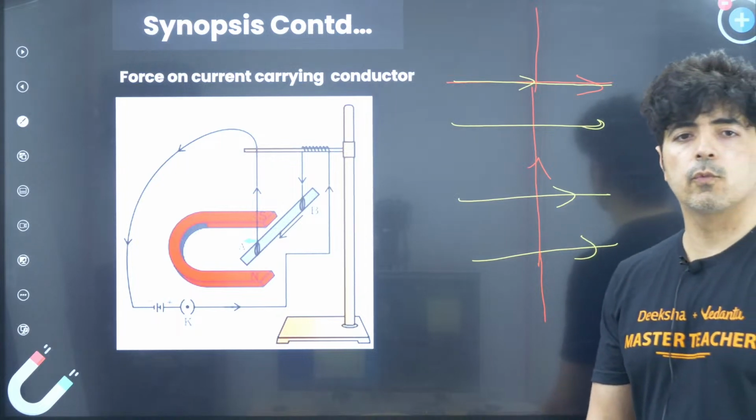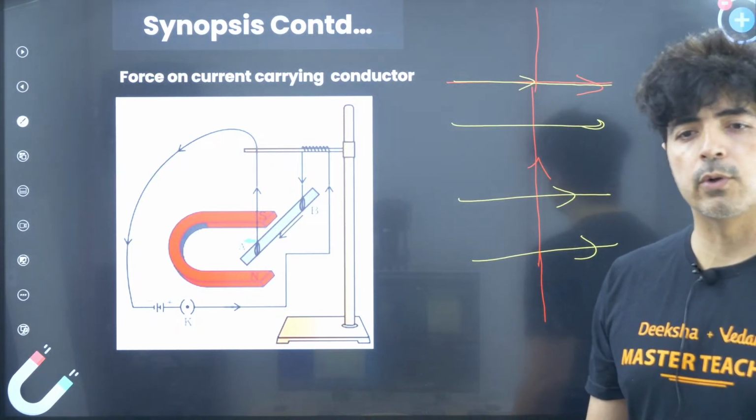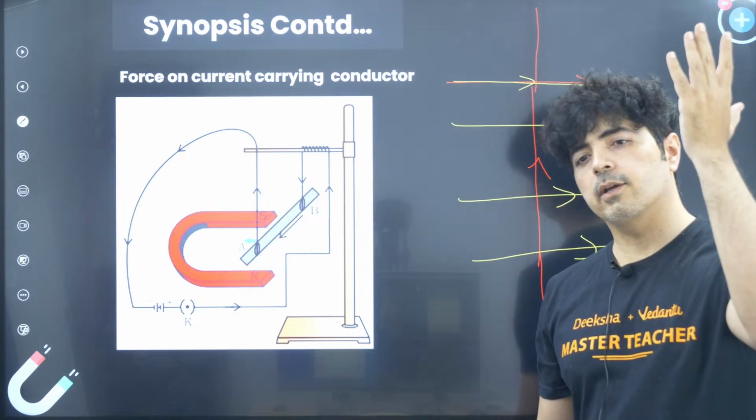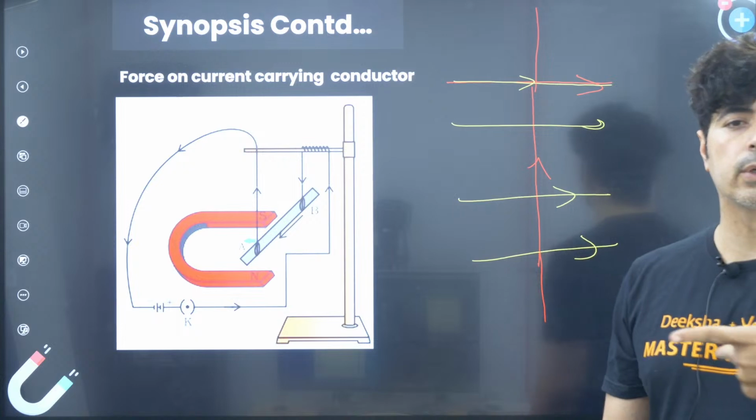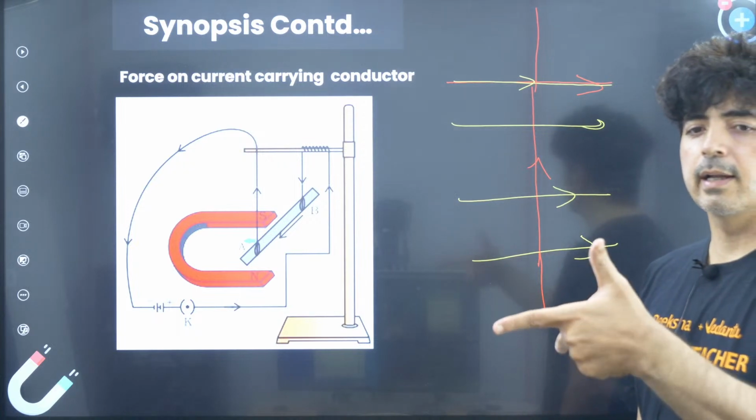This is our magnetic field. So where will be the force? The question is, where will be the force? Answer is, take your left hand. Make it like this. All three are perpendicular to each other. Like, take it like this.